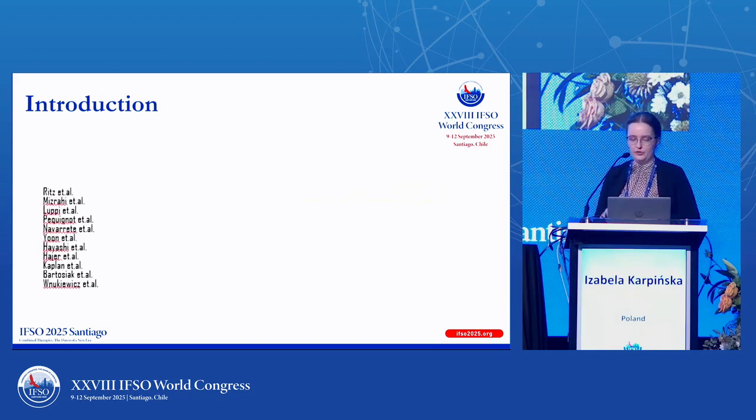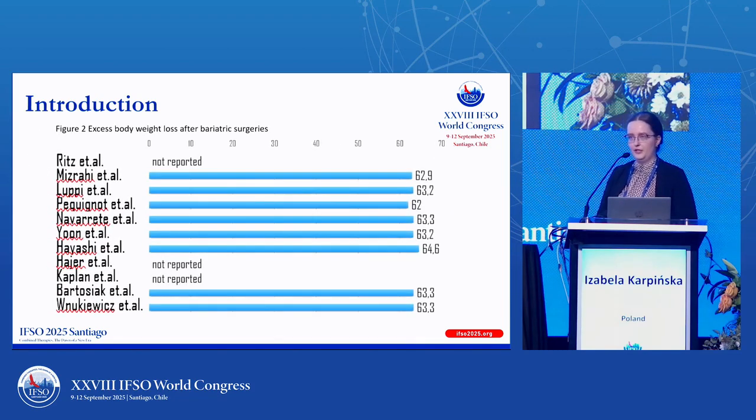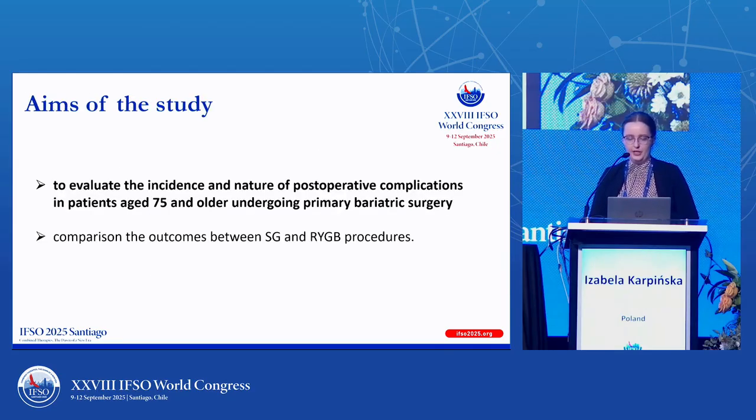However, when we look closely at the cohorts included in this meta-analysis, we can see that the mean age varies around 62, 63 years, which leaves a huge gap in the literature regarding the older group of patients. So in light of these facts, we planned the study to evaluate the postoperative complications after primary bariatric surgery among patients aged 75 or more years. And we also wanted to compare the sleeve gastrectomy and Roux-en-Y gastric bypass procedures in terms of safety among this population.